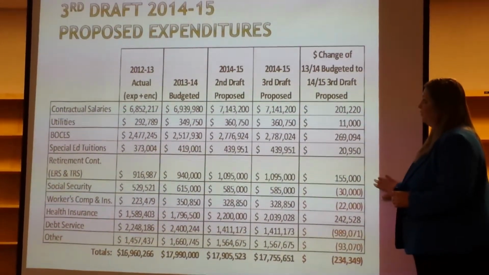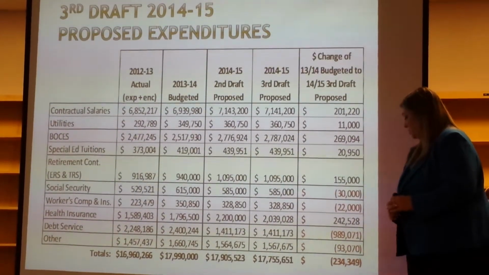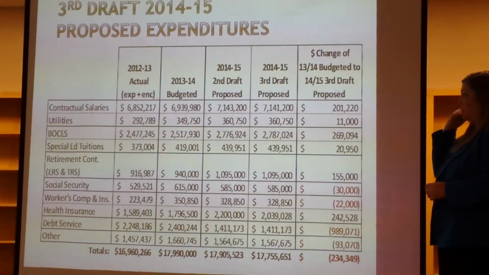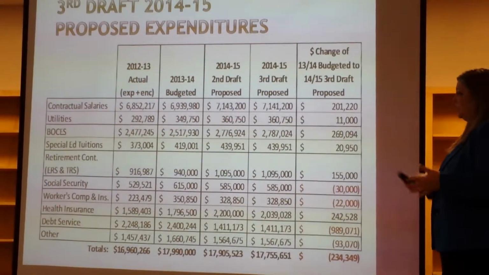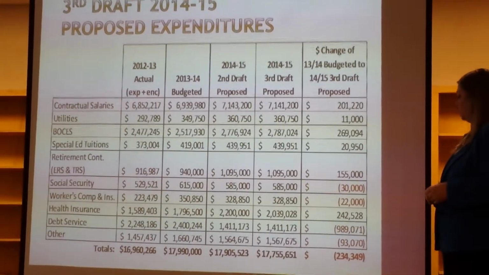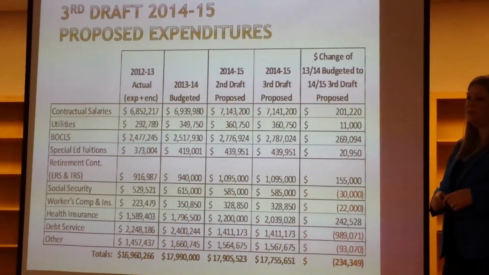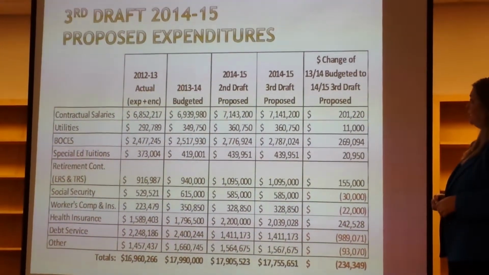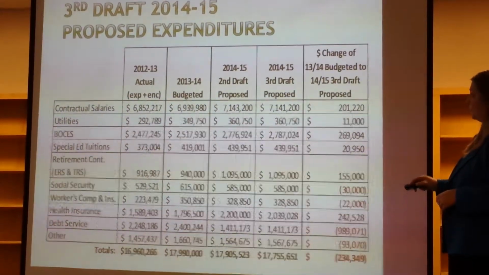So that gives us an overall expenditure decrease of $234. So even with all our increases in salaries and health insurance and employment or retirement contributions, we're still reducing our expenditures from this current year by almost $250,000.